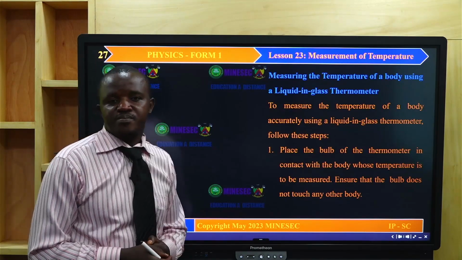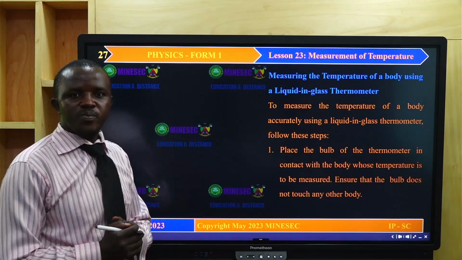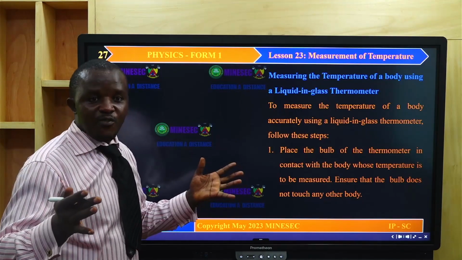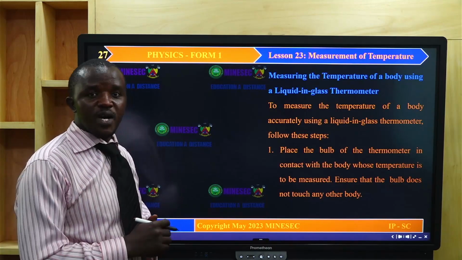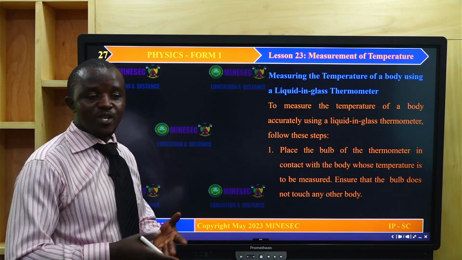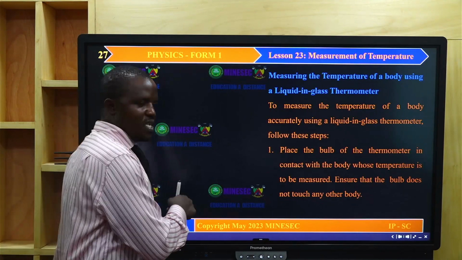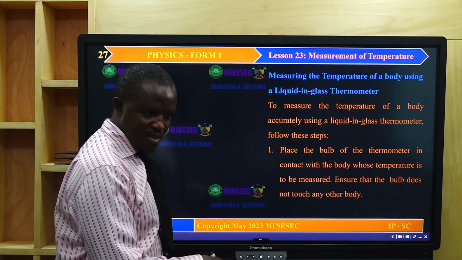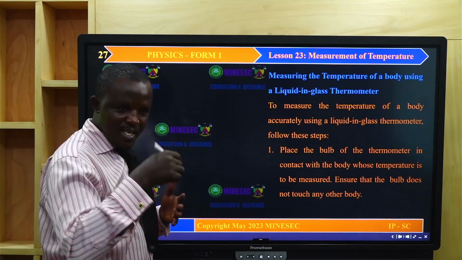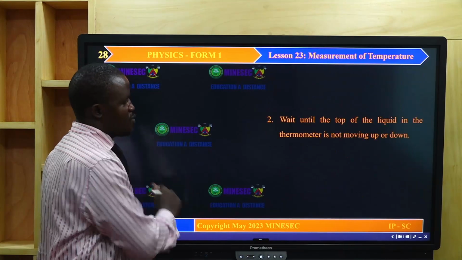the temperature. Okay. I'll just add here to tell you that if you have to measure the temperature of your room using a normal laboratory thermometer, it's already in contact with the air. Just read it. Okay. If you want to measure the temperature of water, you have to dip it in water. But if it's about the temperature of your room, just exposed to the air, it's in contact with the air inside your room, and it will give you a reading.